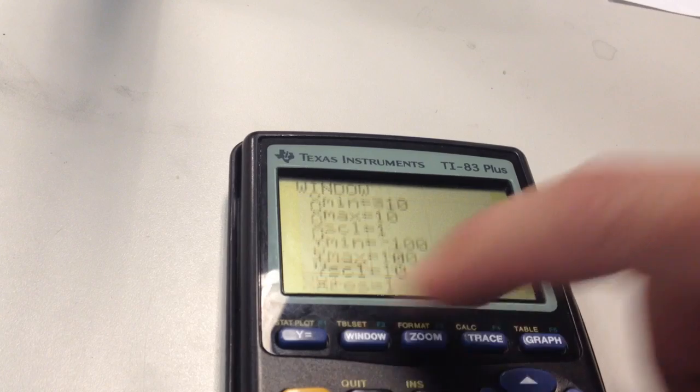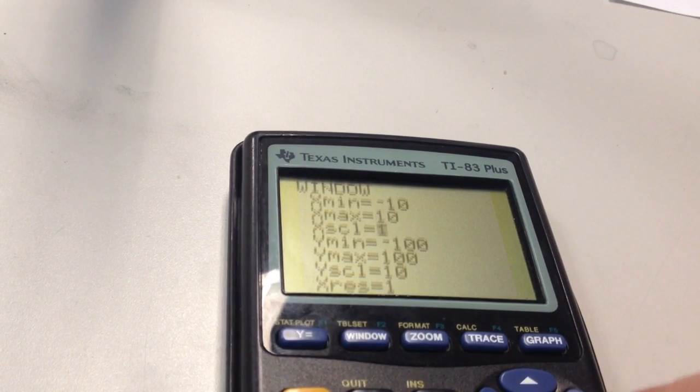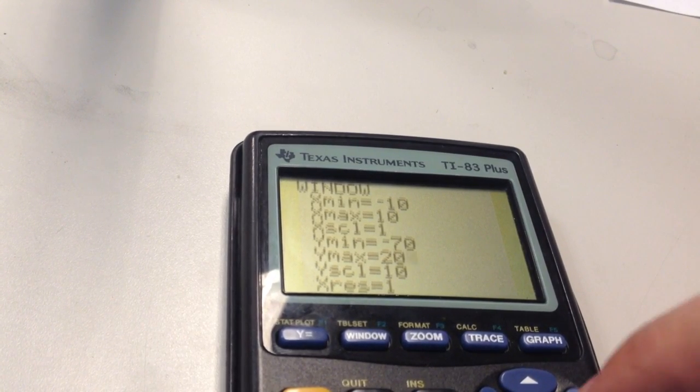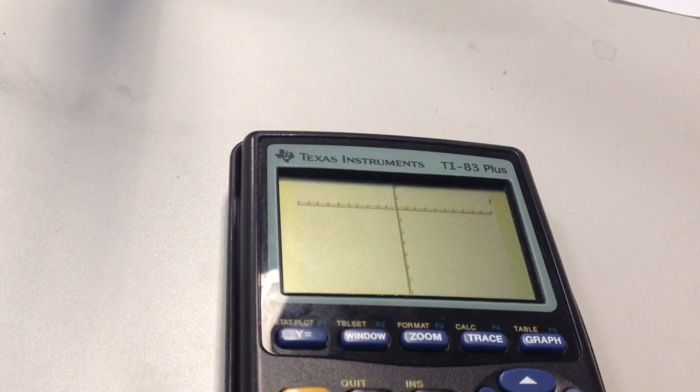So I'm going to tighten my window up a little bit and say, okay, I want to go all the way down to -70, just below that -60, and I want to go all the way up to +20, just above that 12, and that's going to tighten up my window to fit a little better. So -100 to +100 is a good zoom out stage, but you can look at the table to get that to fit a little better.